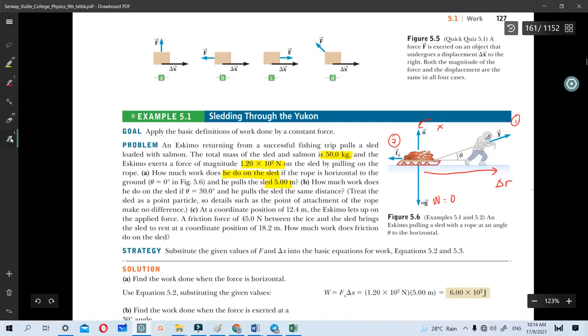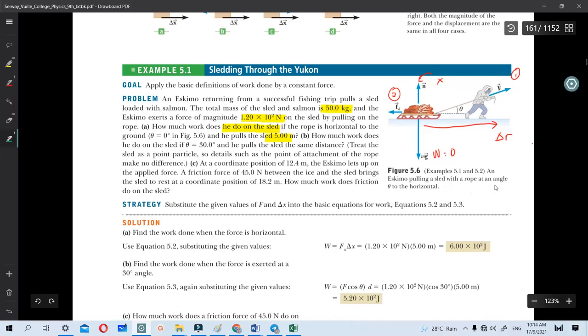Alright, in the first scenario, there is no angle, meaning that the situation is purely force to the right, and displacement is also to the right. So a direct calculation: 120 times 5, or we can include the angle, cos 0, will give us 600 joule. Now, the second situation: how much work does he do if now the angle is 30 degree? So, this is the scenario.